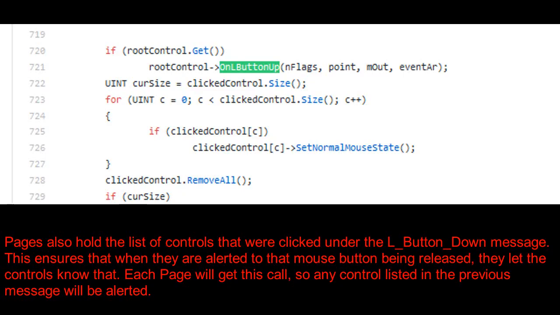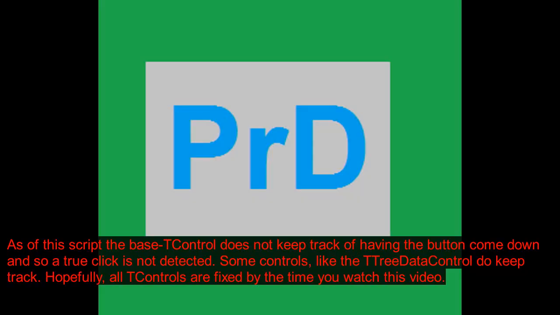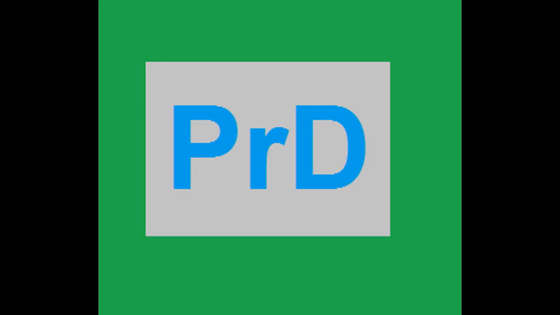Pages also hold the list of controls that were clicked under the L button down message. This ensures that when they are alerted to that mouse button being released, they let the controls know that. Each page will also get this call, so any control listed in the previous message will be alerted. As of this script, the base T control does not keep track of having the button come down, and so a true click is not detected. Some controls, like the T-data control, do keep track. Hopefully, all T controls are fixed by the time you watch this video.